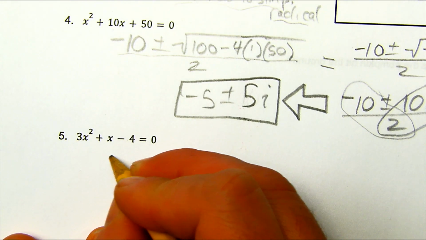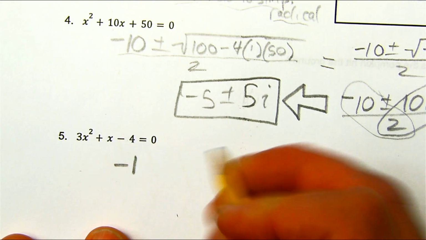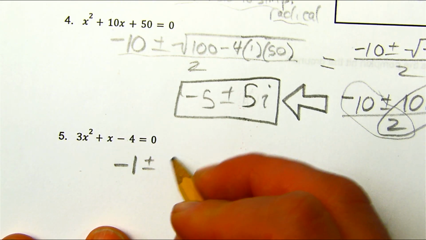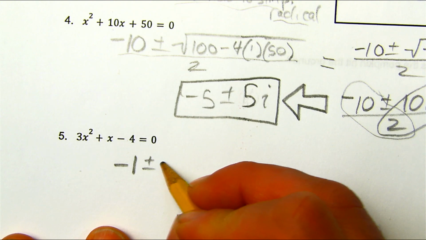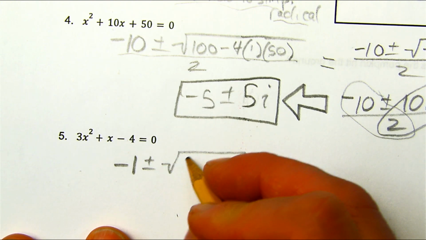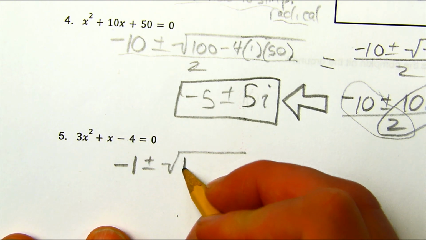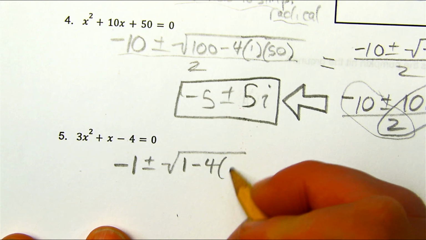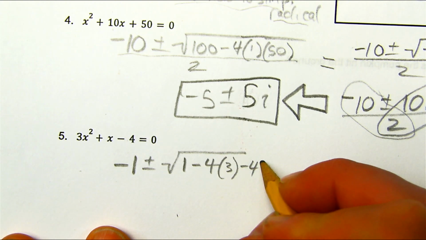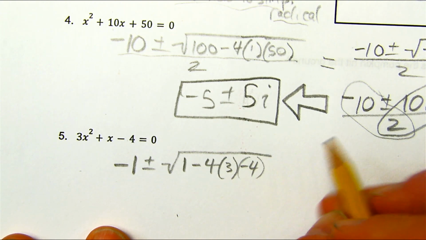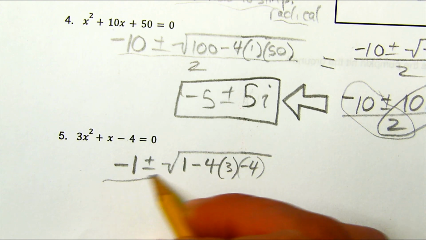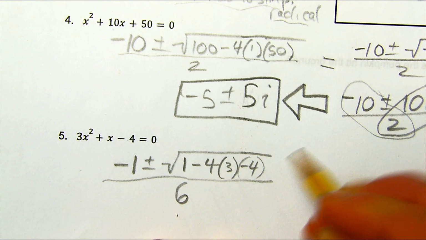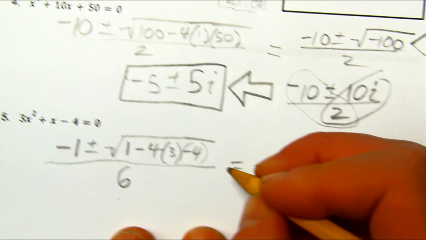Okay, opposite of B. B is 1. So opposite of B is negative 1. B squared, 1 squared is 1, minus 4 times 3 times negative 4, over 2a, which is 6. Let's start simplifying.